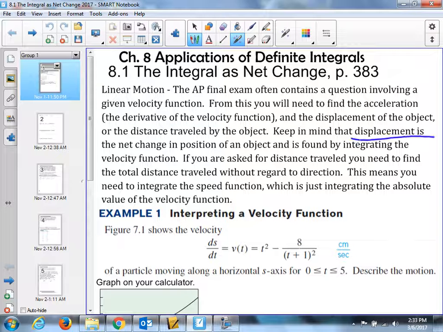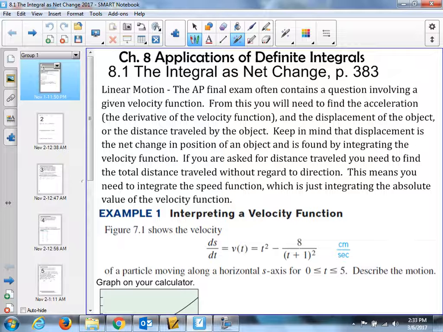Keep in mind, displacement is the net change in position from one object to the other and is found by integrating the velocity function. If you're asked for the distance traveled, you need to find the total distance traveled without regards to direction. This means you need to integrate the speed function, which is just integrating the absolute value of the velocity function. It's easy to say and it's easy to do on a calculator, absolute value, integrate. But if you're doing it by hand and it's a non-calculator section, well, there's more to it than that.